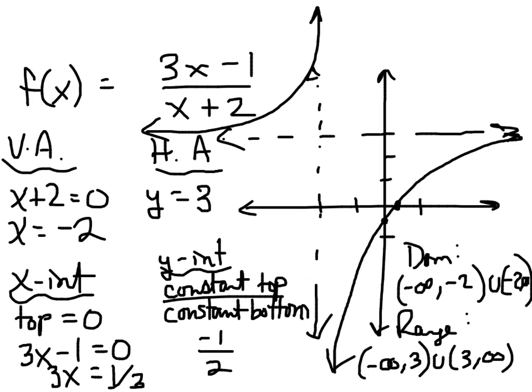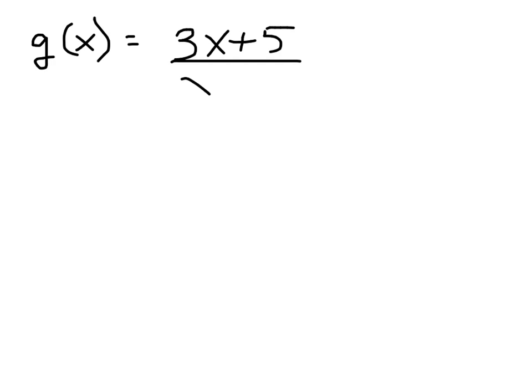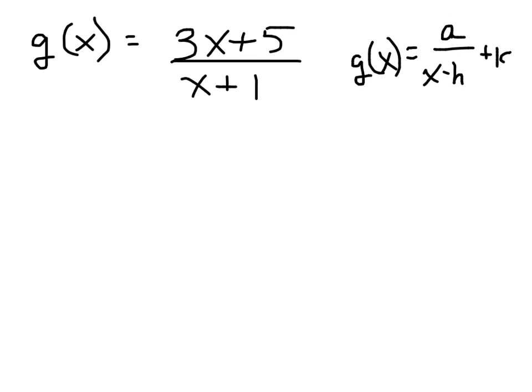Then, the last type that they're going to give you is they're going to ask you to rewrite it. So they're going to give you something like this, where it's 3x plus 5 divided by x plus 1. And they want you to write it in this format: g of x equals a over x minus h plus k. They want you to rewrite it in that form. Okay? There's a little bit of a process to that.